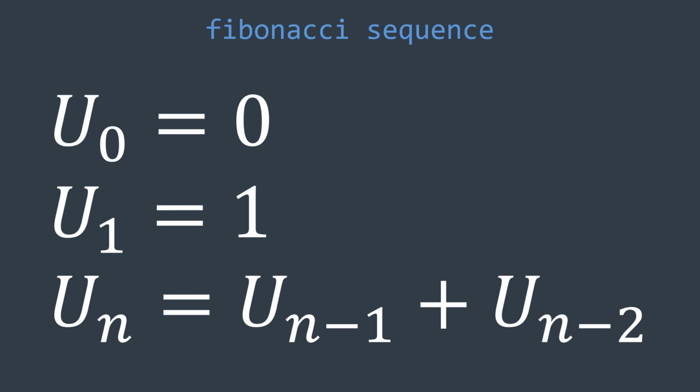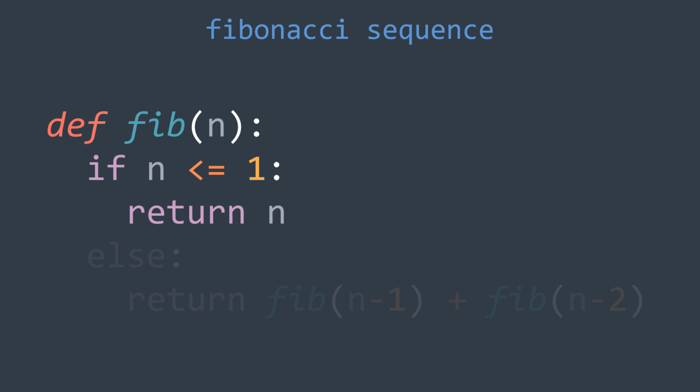Time for the solution now, which is quite easy. Here we have two cases where we can directly return the result. It's when the input is 0, because Fibonacci of 0 is just 0, and when the input is 1, because the result is 1. But we can merge them into one base case, and we write if n is smaller than or equal to 1, we return n.